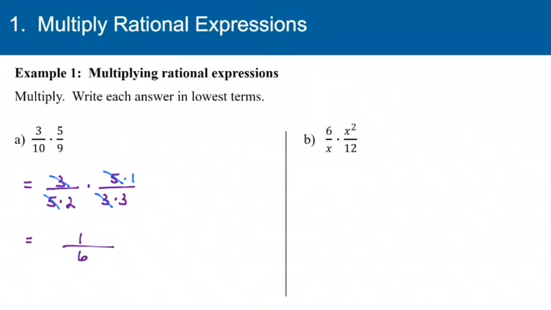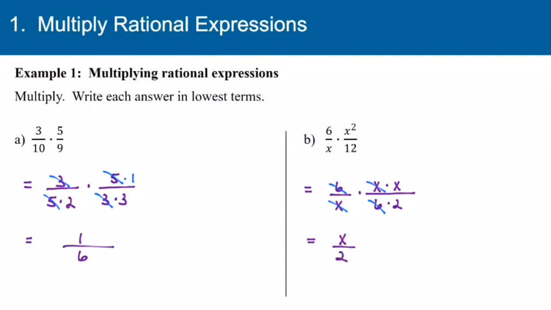So what I'm going to do is write 6 over x here. And then for x squared, I'll write that as x times x. And for the denominator 12, I'll write that as 6 times 2. And then we'll be able to cancel out the 6's, and we'll be able to cross out this x with this one. And that leaves us with x over 2 as our simplified fraction.